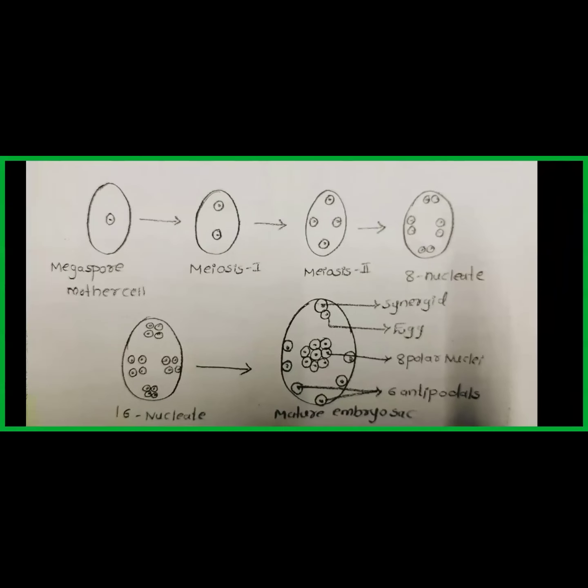Is it clear? All of you understood? Peperomia type 16-nucleate embryo sac. That arrangement is 4 plus 4 plus 4 plus 4.